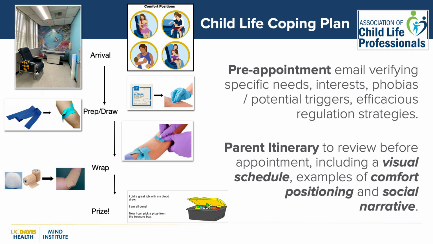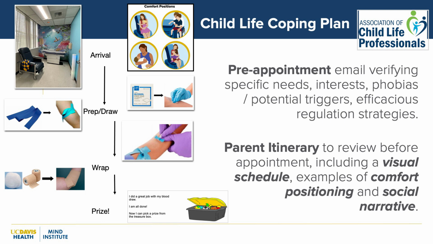is where you are stimulated or not. So in the child life coping plan, I want to relook at these things through that lens. We have these pre-appointment email needs. The child life specialist is building a relationship with the parent by doing phone calls, checking on the child's specific needs, looking at their interests, phobias, and what kind of regulation strategies are successful at home. Then we have itinerary sent out. This is the actual itinerary here on the left that shows what the procedure is going to look like visually for the child so that they know, hey, here's how it's going to go.